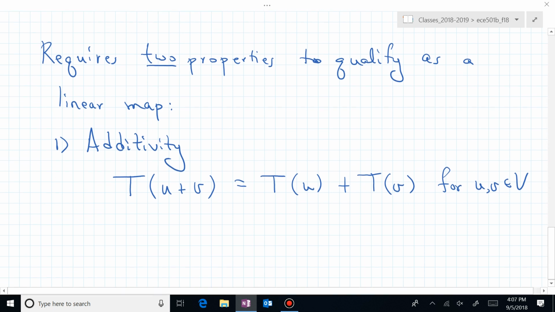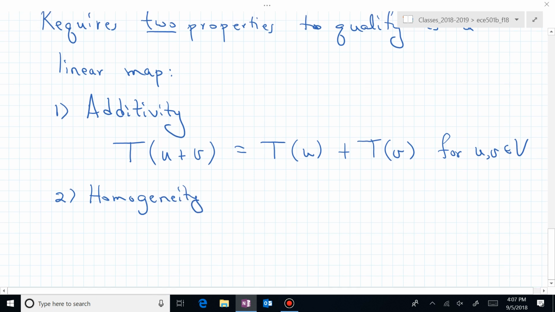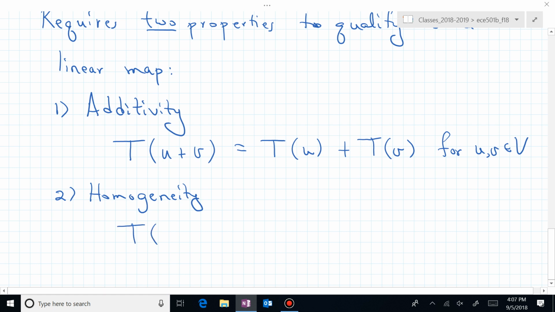It also needs to satisfy a second property, which we will call homogeneity. Where this is now, if we scale an arbitrary vector in our vector space V and pass that scaled vector through our map, then that better give us the scalar times the map applied to that original vector V.